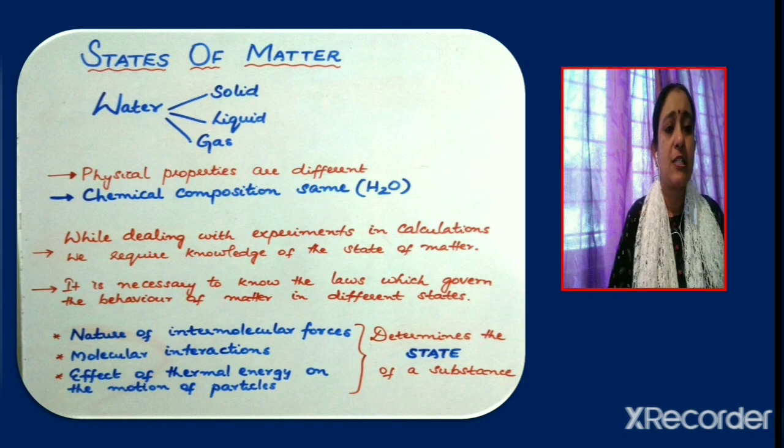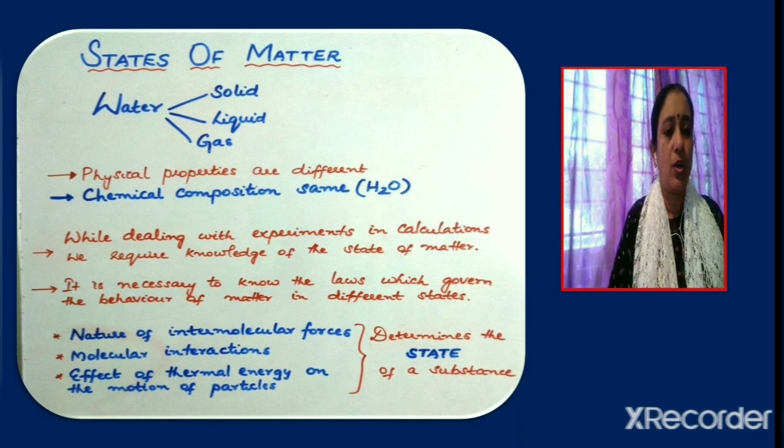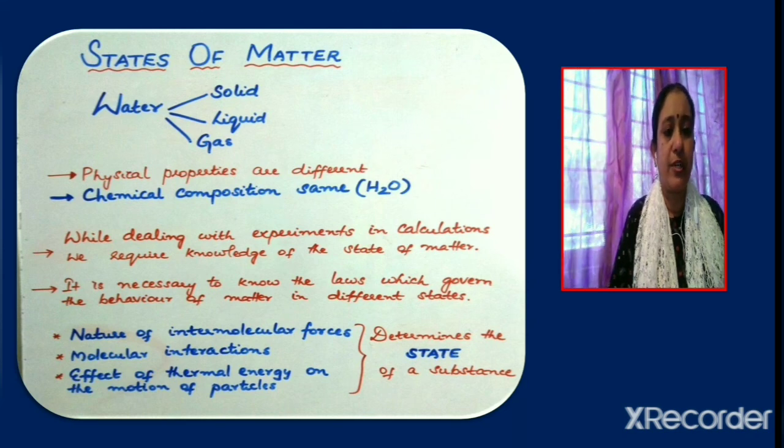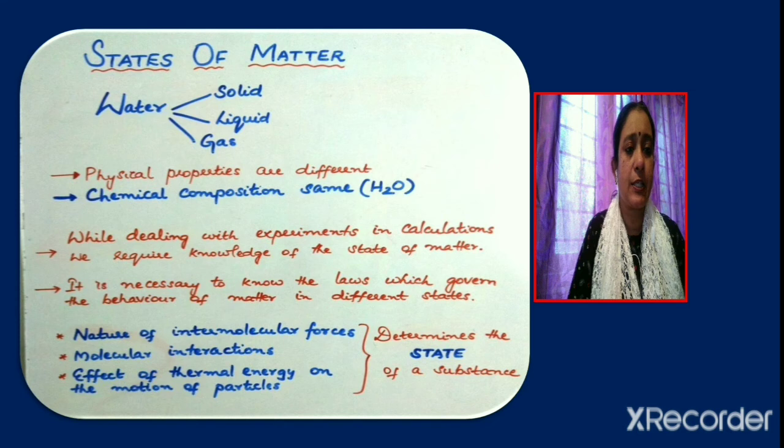Now when it exists in 3 different states, there is no change in its chemical composition. Whether it exists as solid ice or liquid water or gaseous water vapor, the chemical composition is the same. It is H2O in all the 3 cases. But the physical properties are different. Why is it necessary to study about the different states of matter?